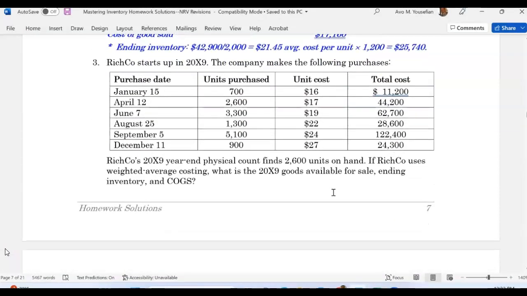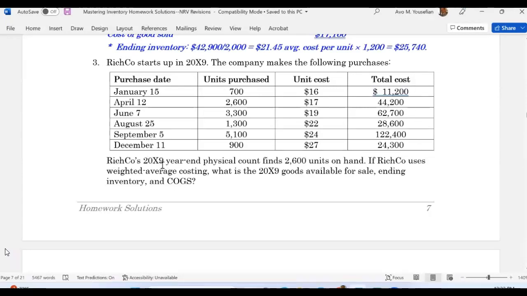In number 3, Richco starts up in 2019. So again, it's a startup. That means the beginning inventory is 0. The company makes the following purchases. In January through December, they purchased several times, and unit costs are not the same, so they are changing constantly. And the total cost of those purchases is just multiply 16 times 700, 17 times 2,600, and so on. So you have all those total costs.